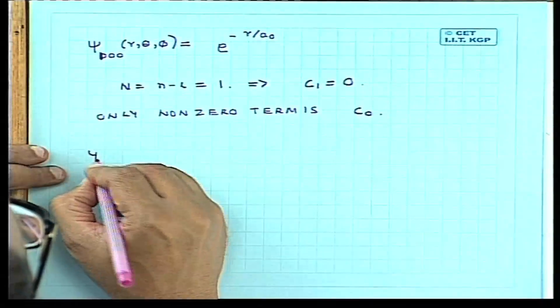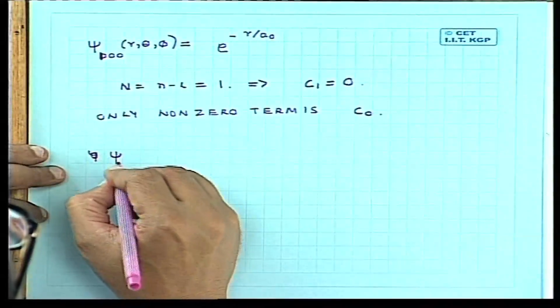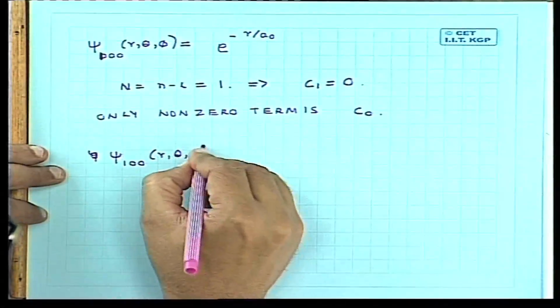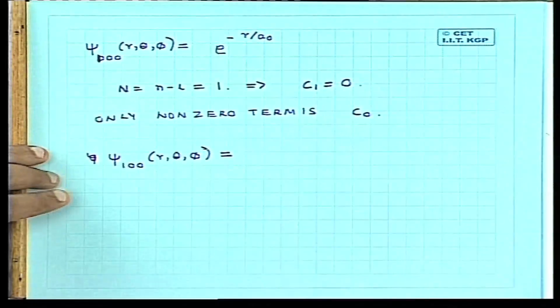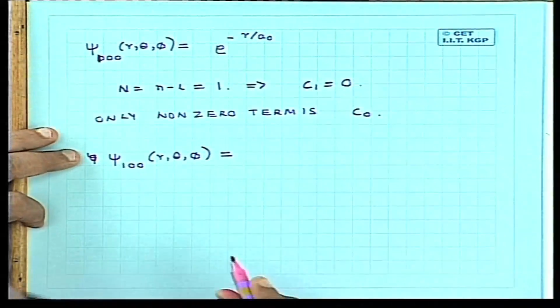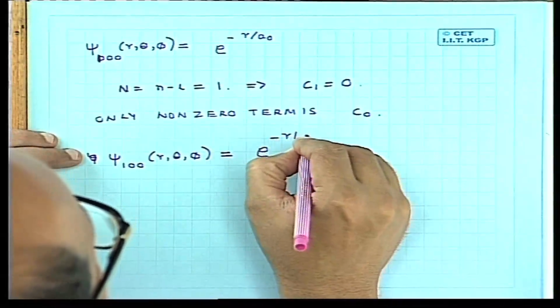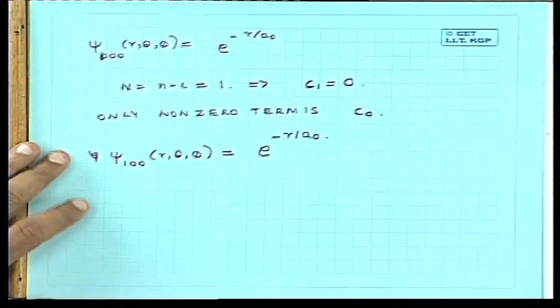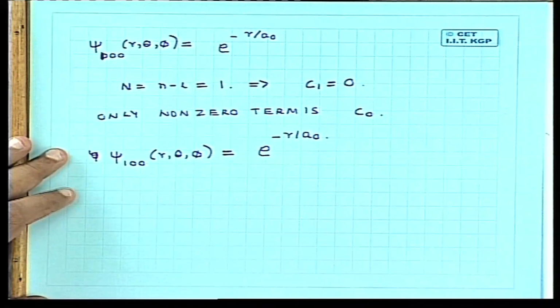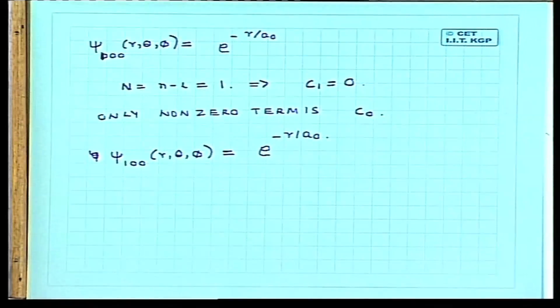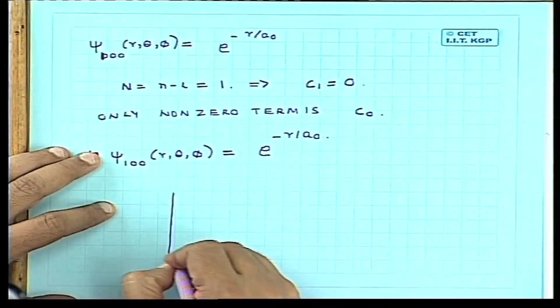So we now find that psi 1, 0, 0 of r, theta, phi is some arbitrary coefficient, which I am not writing down, we can easily find out what it is, times e to the power minus r by a naught. So this is the ground state of the hydrogen atom. Quite simple. It is nothing but an exponential function which we can plot over here.